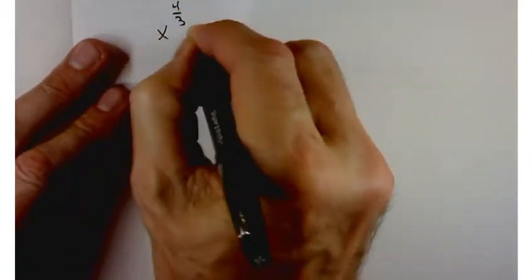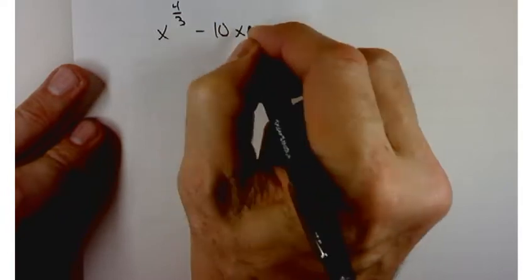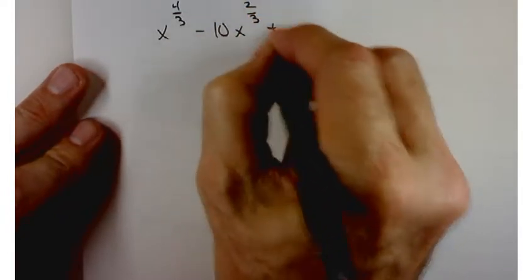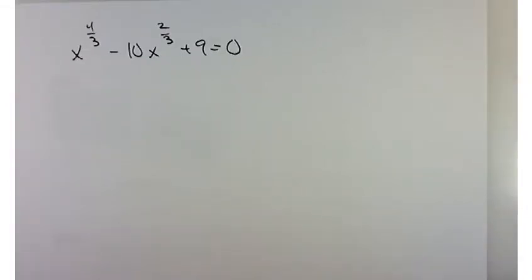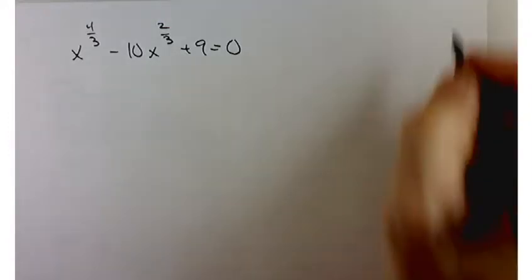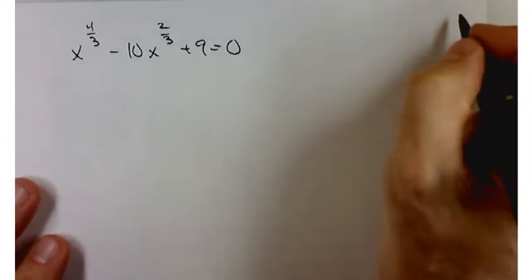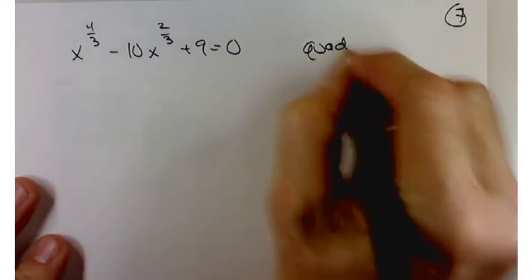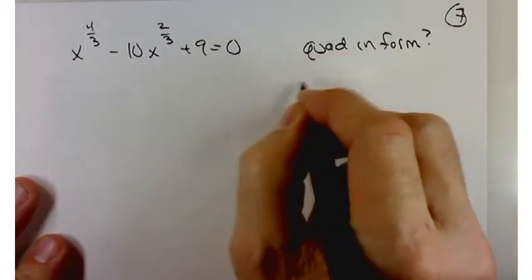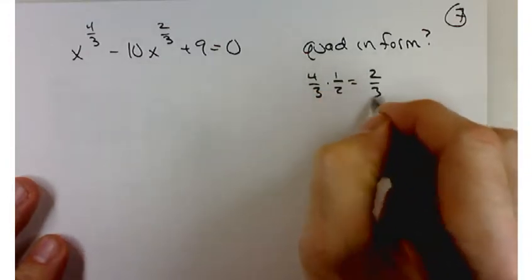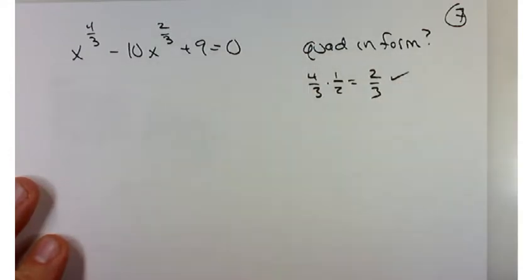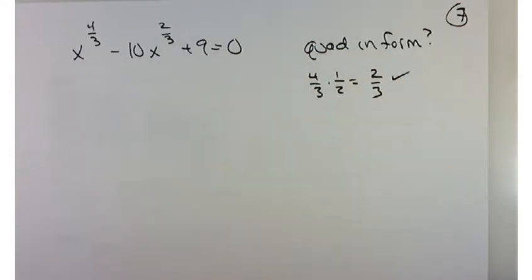Okay. So let's take a look at x to the 4/3 minus 10 x to the 2/3 plus 9 equals 0. First things first, is this quadratic in form? Yeah. 4/3 times 1/2 gives me 2/3 because the 2's will cancel. So yes, it is quadratic in form. You can make a u substitution here.